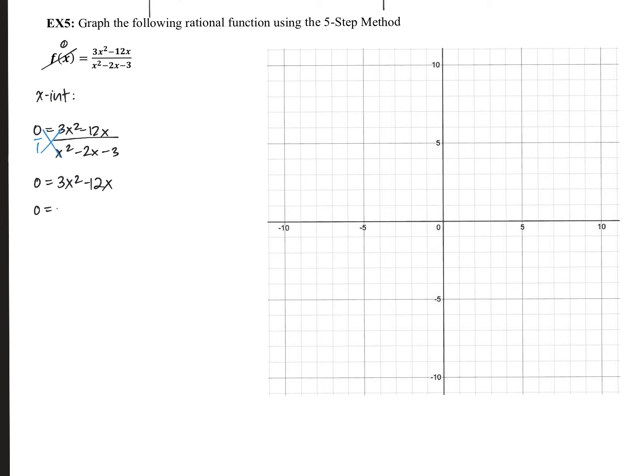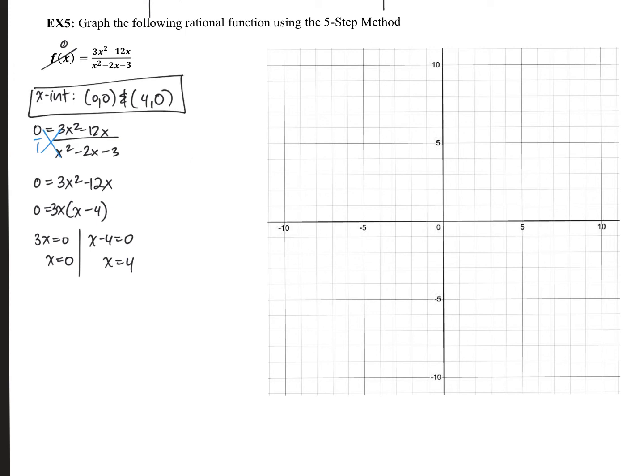Factoring, we get 0 equals 3x times (x minus 4), which means, okay, zero factor property, set each one to 0. x equals 0 and x equals 4. So we have two intercepts. So we have x equals 0, and then x equals 4. All right, let's go ahead and plot those in. (0, 0) and (4, 0).